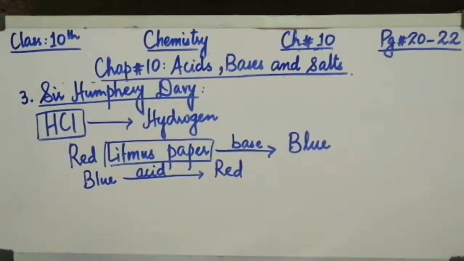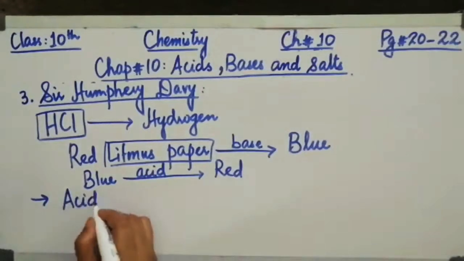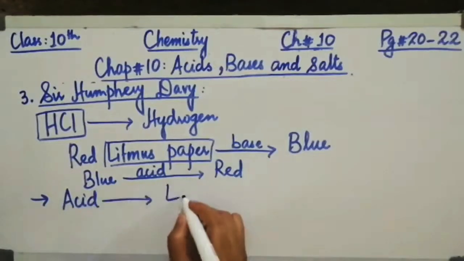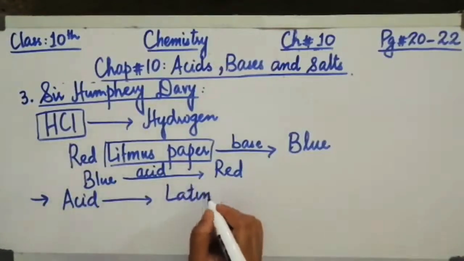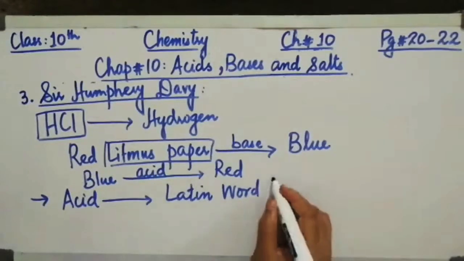Afterwards, different techniques and terminologies were discovered by different scientists. For example, the word acid is derived from a Latin word. And what is this Latin word? This Latin word is acidus.